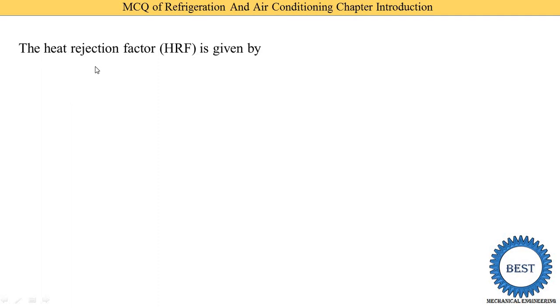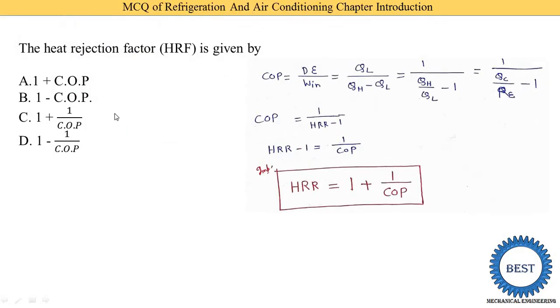Now, the heat rejection factor HRF is given by, now what is the equation of heat rejection factor? That is 1 plus COP, 1 minus COP, 1 plus 1 upon COP, or 1 minus 1 upon COP. Now, I will give the description. How is the COP defined? COP is equal to refrigerating effect divided by work done supplied, meaning QL upon QH minus QL. Here we take QL common, so up and down the QL is cancelled, giving 1 upon QH by QL minus 1.